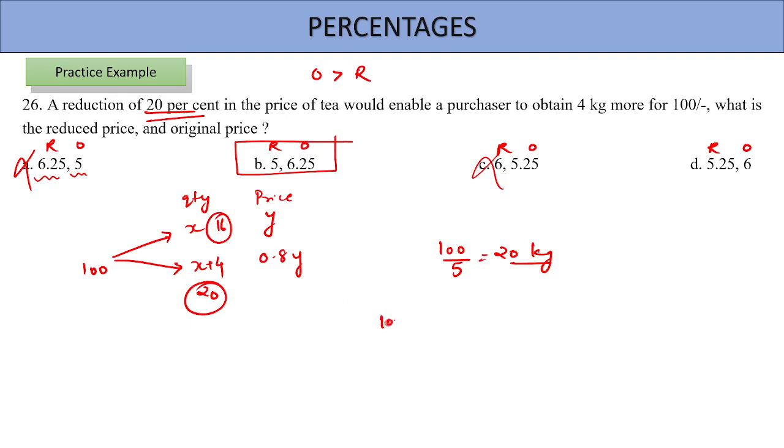If this is 16, then what is the value of 100 by 16? 16 times 6 is 96, this is 4, 16 times 2 is 32, and this is 8. This is 6.25, which is given in the option. So this Y is 6.25, which means option B is the correct answer.